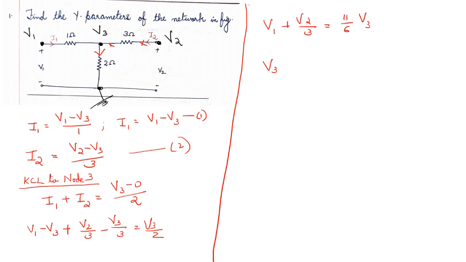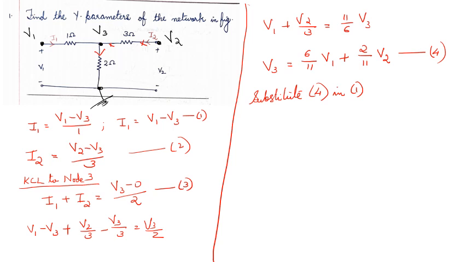Or V3 is 6 by 11 V1 plus 2 by 11 V2. Let's consider this as equation number 4. This is equation number 3. Now substitute 4 in 1. Value of V3 is substituted in equation number 1.